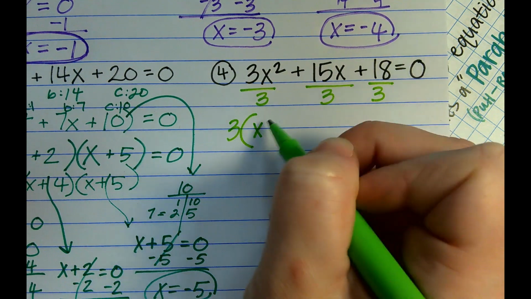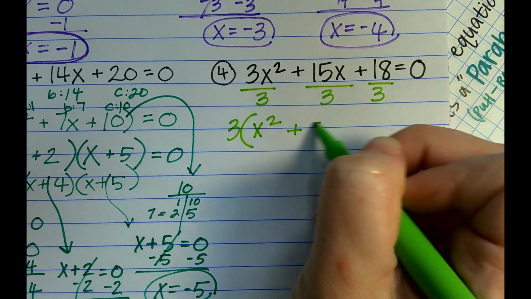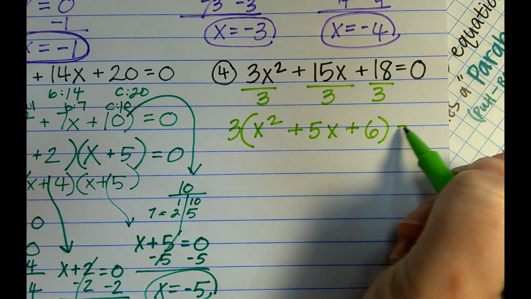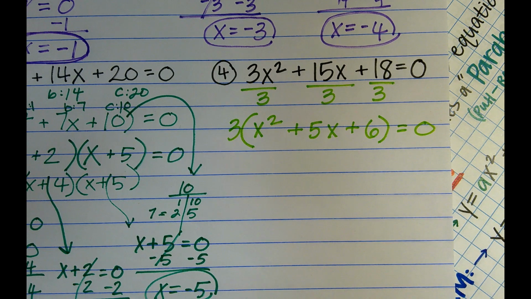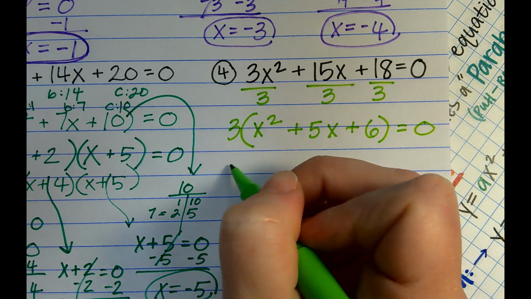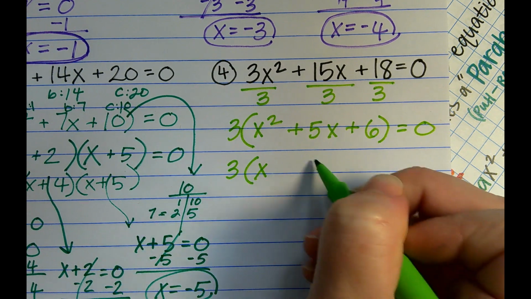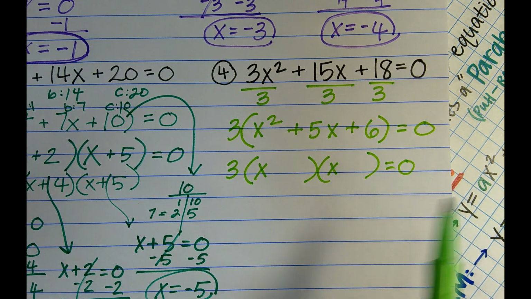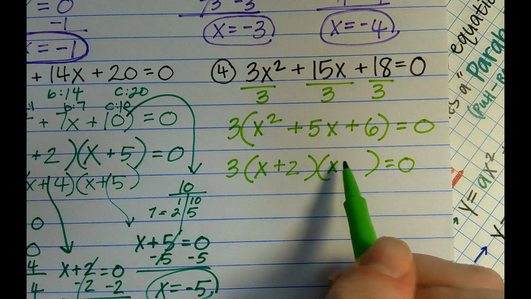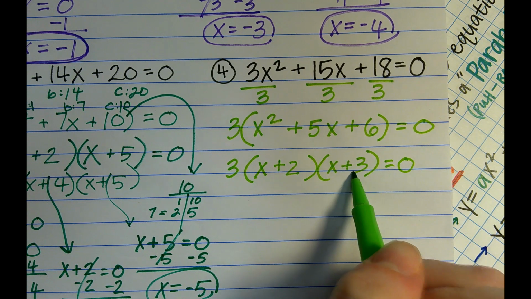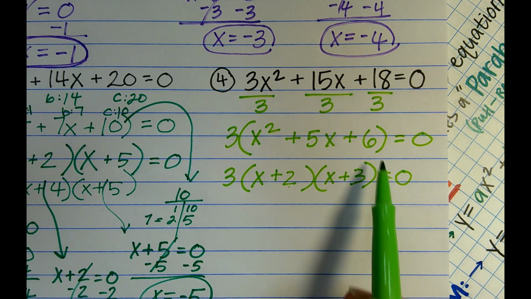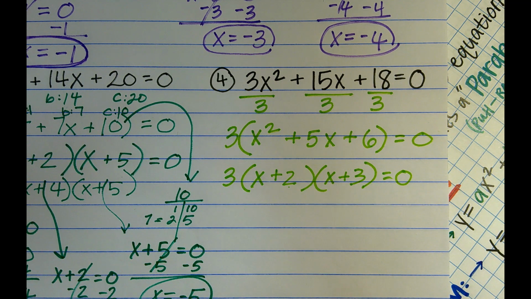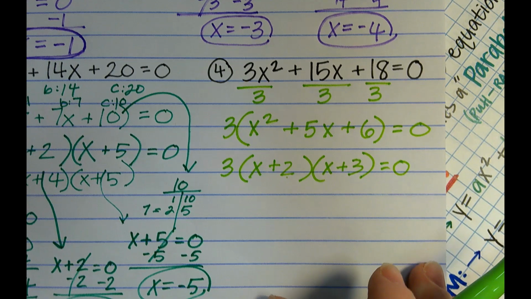Good. X squared plus 5x plus 6 equals 0. And what's this going to factor to? Yeah, x plus 2, x plus 3. Because 2 times 3 is 6, and 2 plus 3 is 5. So they work.